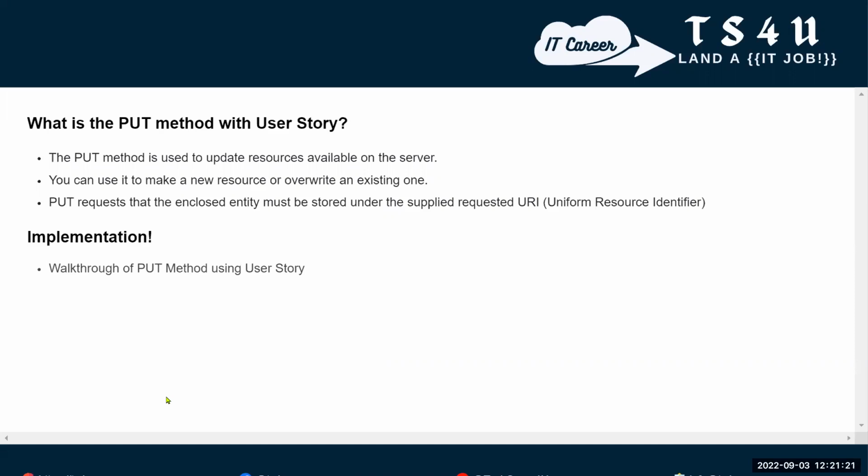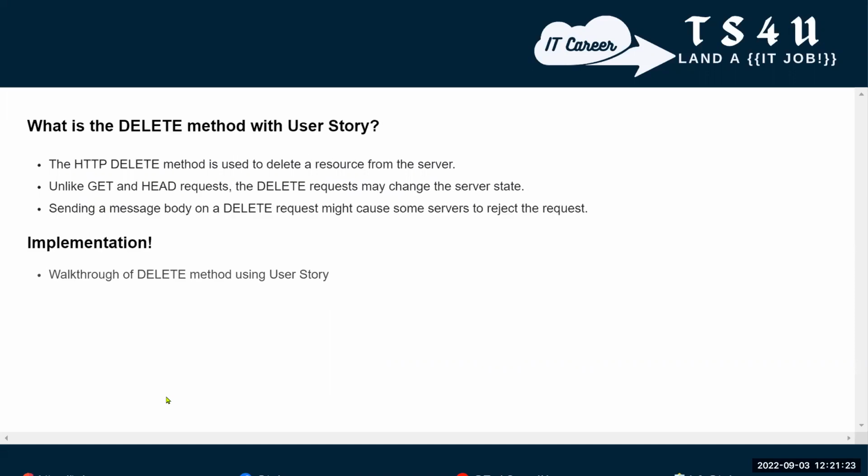We'll be doing a walkthrough of PUT soon. And what is DELETE? DELETE means the user story tells that the user should be able to delete a product. That's it. The user should be able to delete their username. That's a DELETE, based on the user story. Good? So these 4 methods, we always ask in the interview and you'll be getting them everywhere.